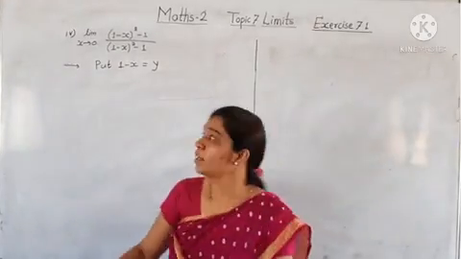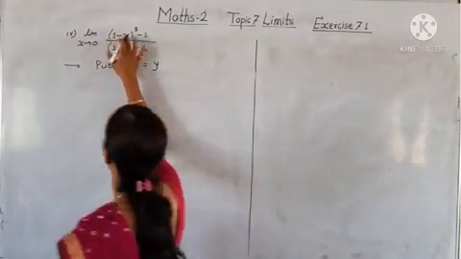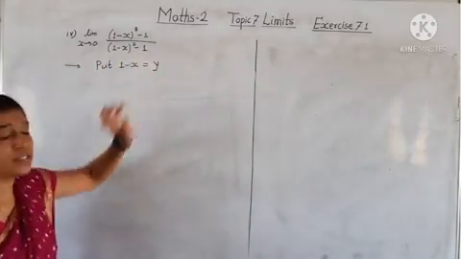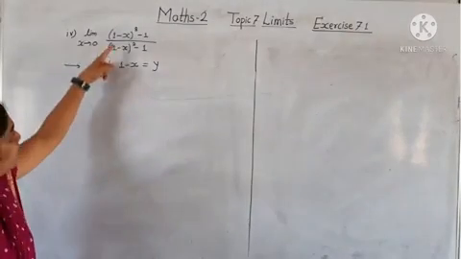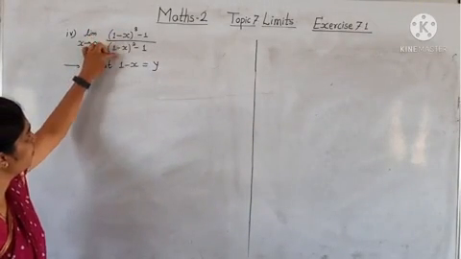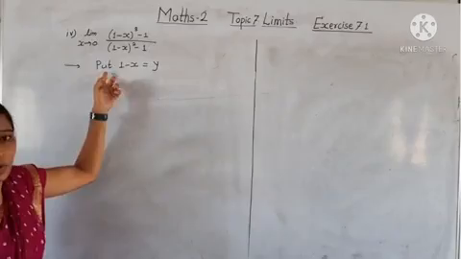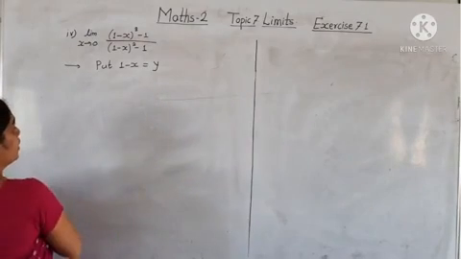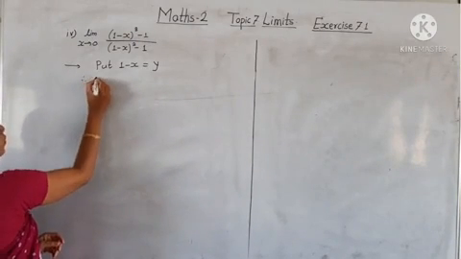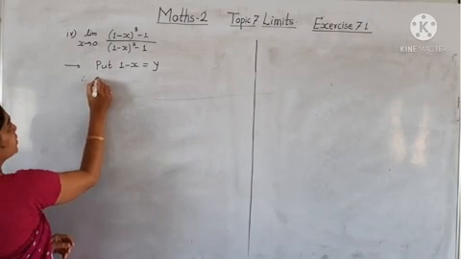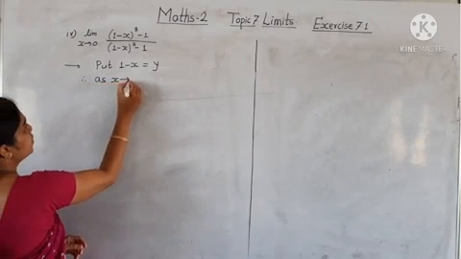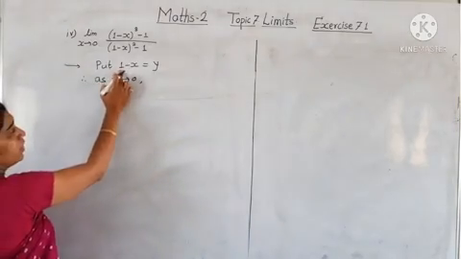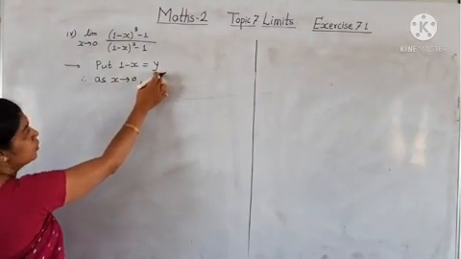Now see the fourth example. Limit x tends to 0, 1 minus x raised to 8 minus 1 upon 1 minus x square minus 1. Here observe, there is the same term 1 minus x, 1 minus x. So here we put 1 minus x is equal to y. Put here 1 minus x is equal to y.